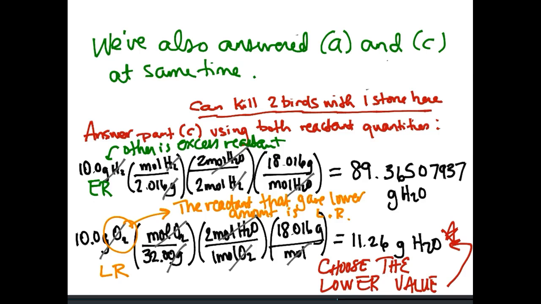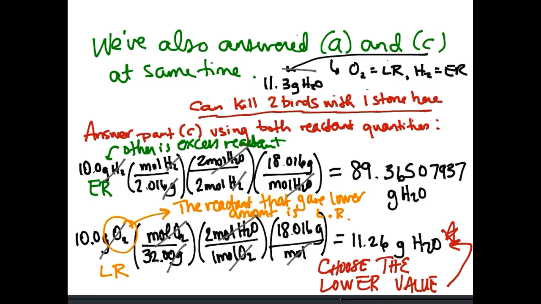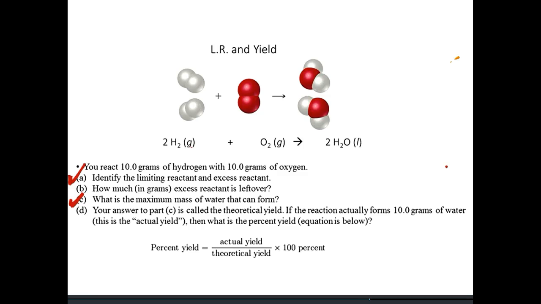So we need to reduce that to 3 sig figs to be the answer. It looks like 11.3 grams of water up here at the top. And the reason for that is because we started with 10.0 grams of oxygen, and that has only 3 sig figs. Stoichiometric coefficients are exact. So we need to round to the 10th place. Now we've done part A and part C.